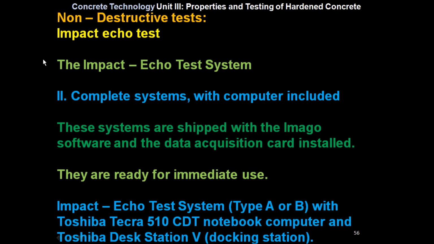Now we will see the impact echo test system, second, complete system with computer included. These systems are shipped with the Imago software and the data acquisition card installed. They are ready for immediate use. Impact Echo Test System Type A or Type B with Toshiba Tecra 510 CDT notebook computer and Toshiba DeskStation V or Station 5 docking station.